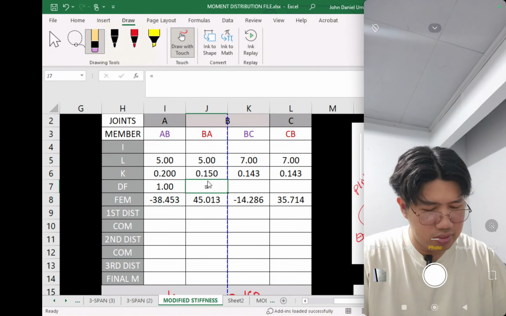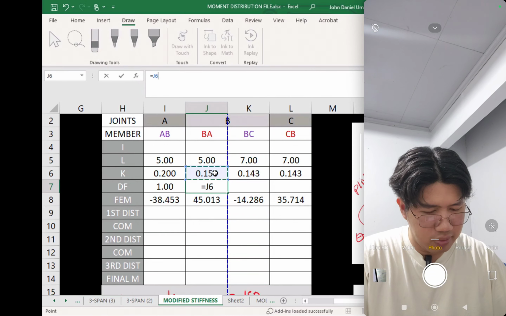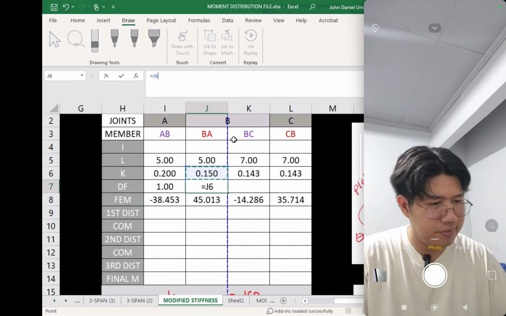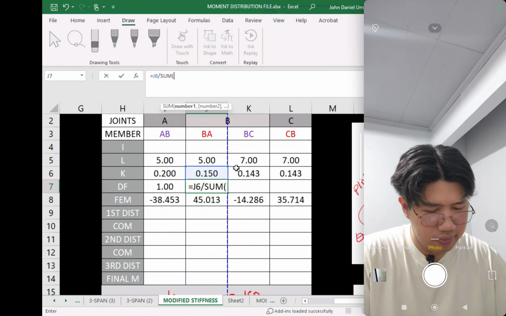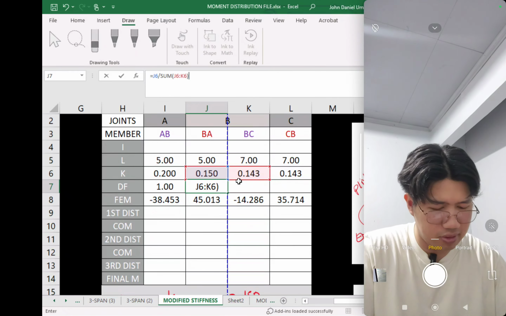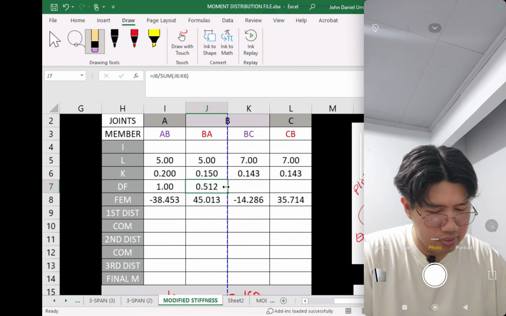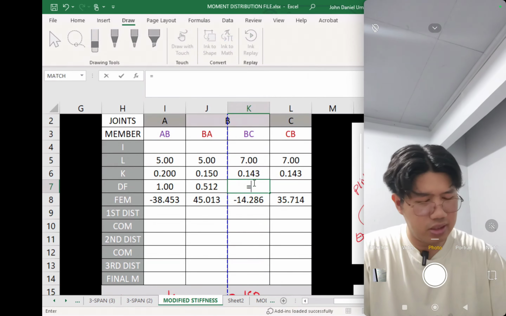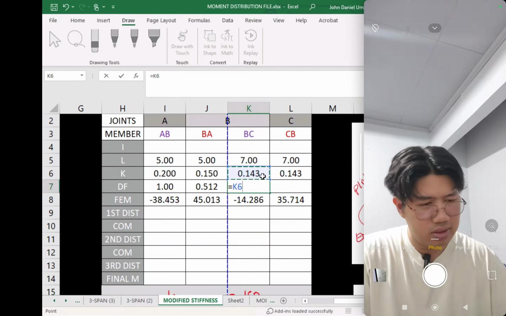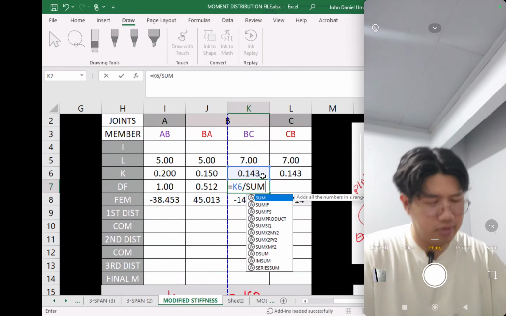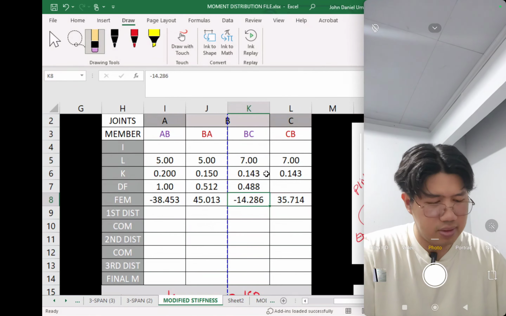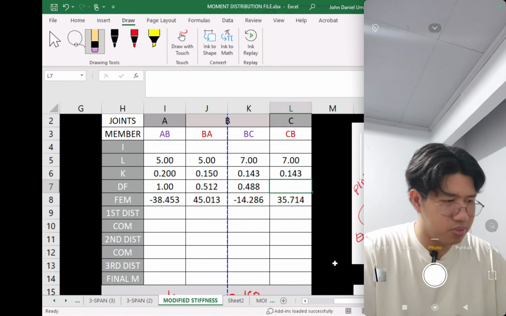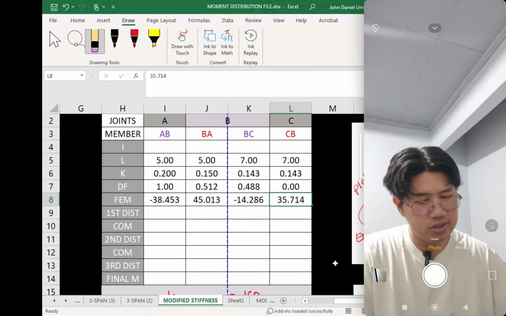So that is equals to this one, 0.15 divided by the sum of KBA plus KBC plus 0, siyempre automatic. So that is 0.152. Okay, so ito naman equals this one divided by, again, the summation of KB, so that is this 2. Okay, and then automatic kapag fixed support, we give it a distribution factor of 0.